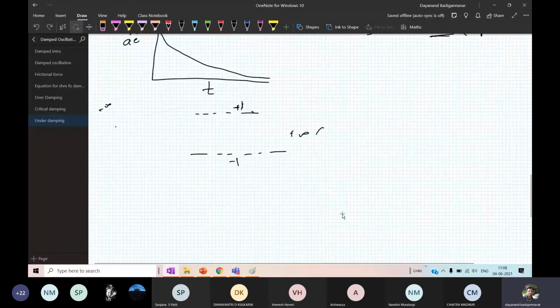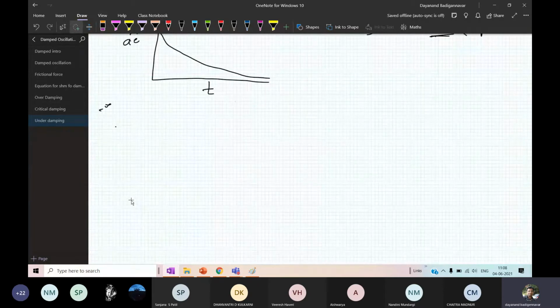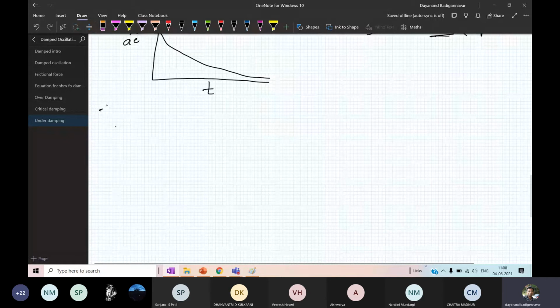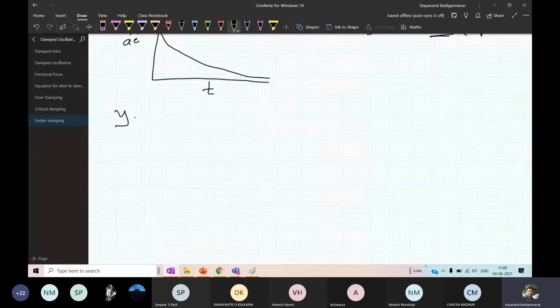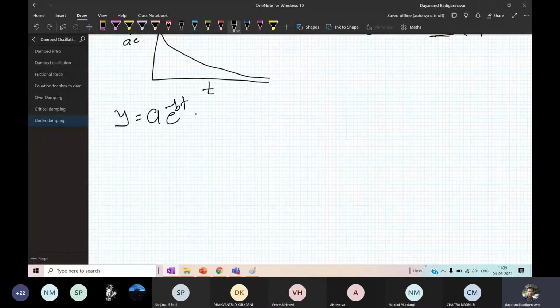Now I will write the value of y. This is how y looks. What is the equation I have? y is equal to a into e raised to minus bt into sine of beta t plus phi. Look at the equation. Now what is the first term? It is a dying amplitude. It's an exponential decrease.